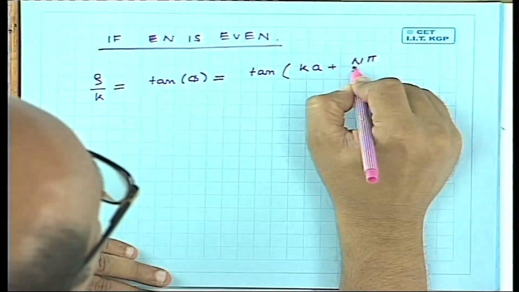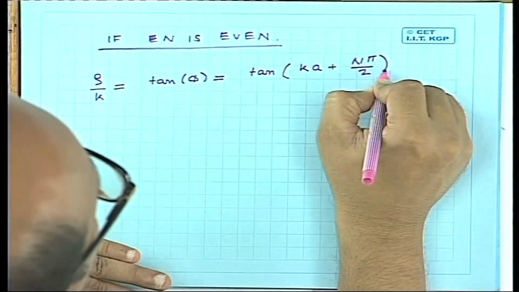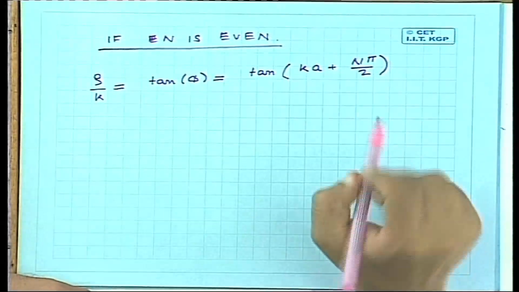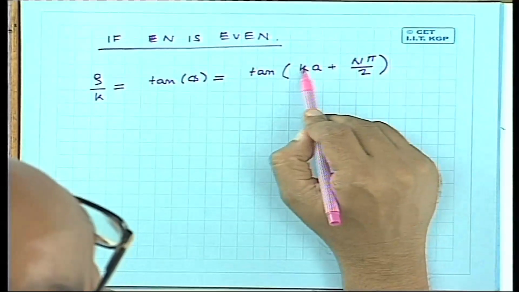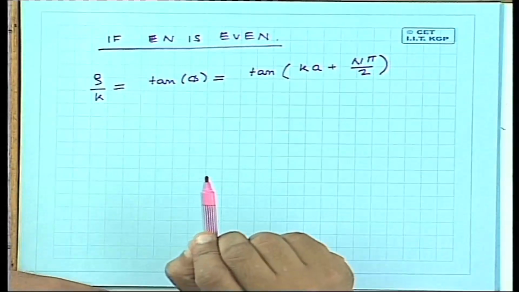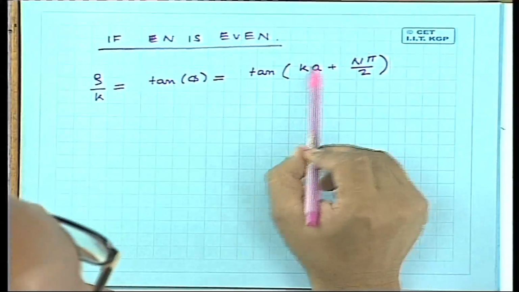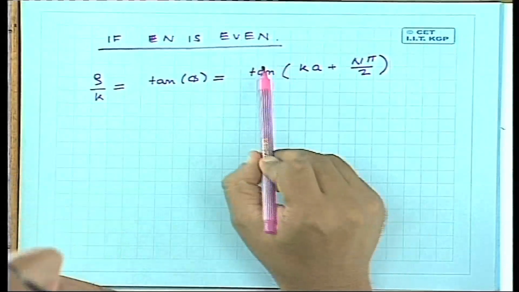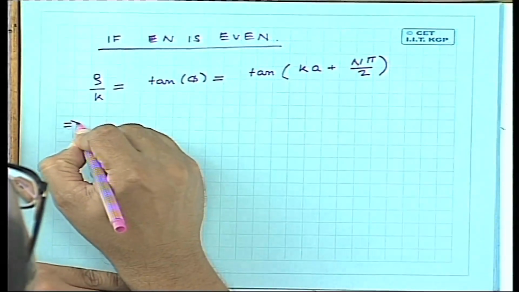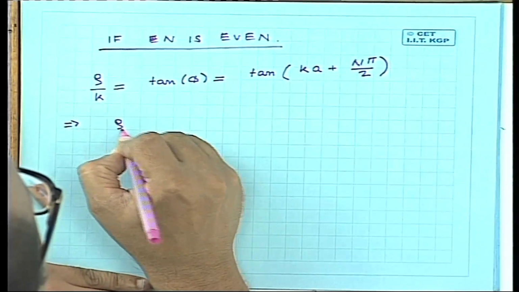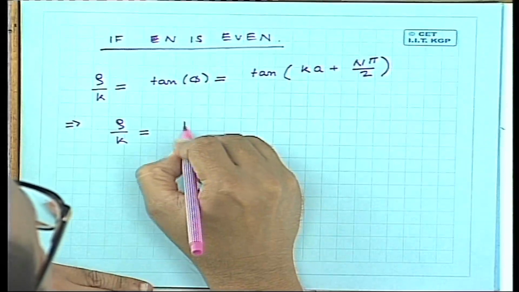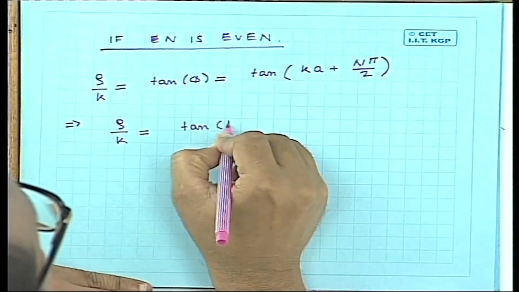n pi by 2. And if n is even, this whole thing just becomes tan ka plus some multiple of pi. And tan, adding pi to this and evaluating the tan is the same as just evaluating the tan. So this implies that rho by k is equal to tan ka.